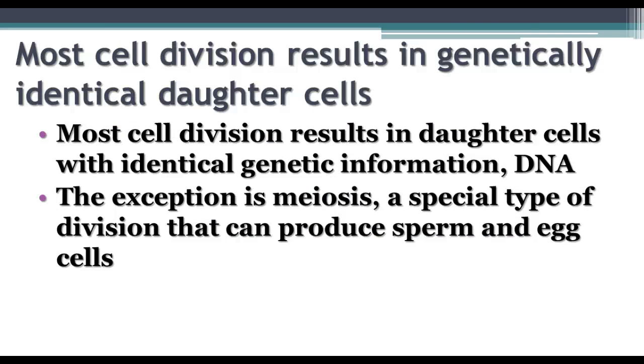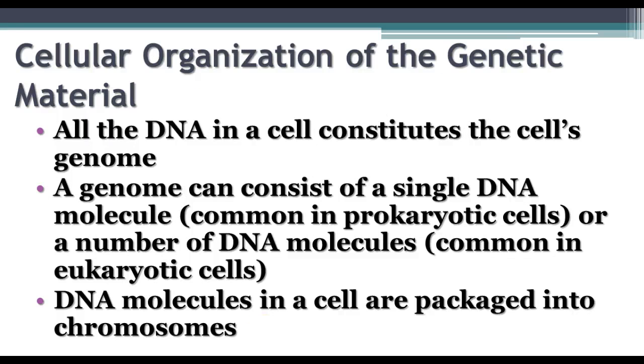Most of the cell division that occurs in living things produces genetically identical daughter cells that are identical to each other and to the parent cell. The exception to this, of course, is meiosis, which is the cell division that produces sperm and egg cells. The cell's genome is the DNA of the cell or of the organism. The genome of a single-celled organism, like a prokaryote, might be just a single DNA molecule, up to lots of DNA molecules that you find in eukaryotic cells.